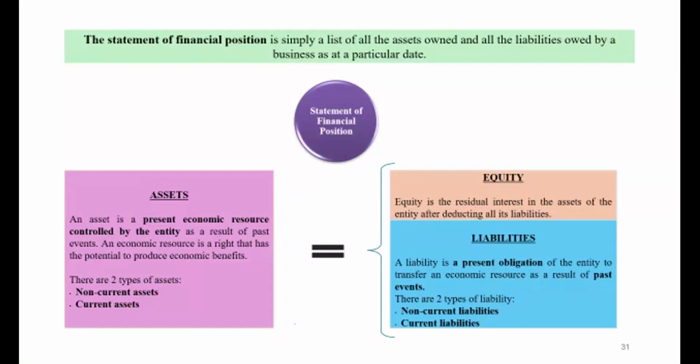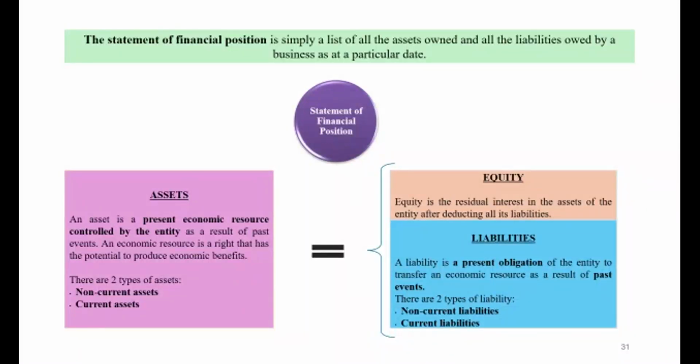As you can see on the screen, an asset is a present economic resource controlled by the entity as a result of past events. An economic resource is a right that has the potential to produce economic benefits. There are two types of assets, non-current assets and current assets.